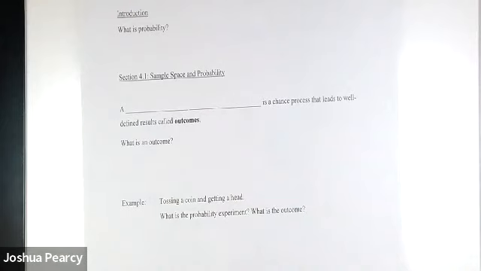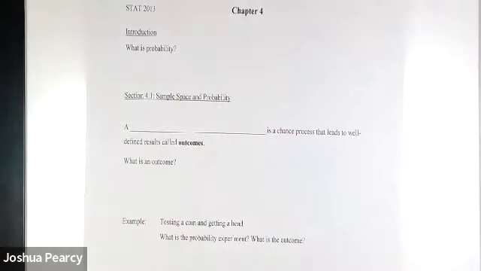So chapter 4 is all about probability. You've heard of that, right? Like when you toss a coin, what's the probability of getting a head or a tail? Half and half for each, because each is equally likely.